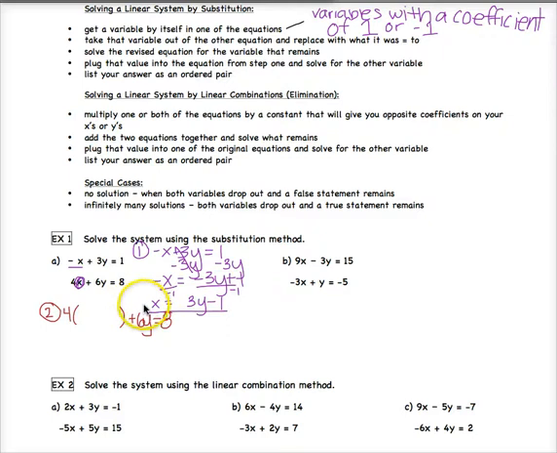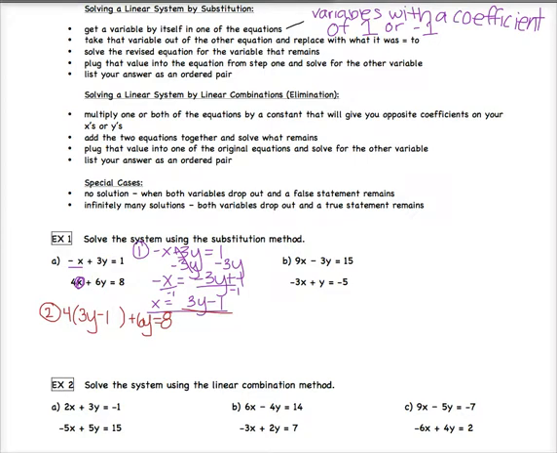So I took out my x. Then it says, and replace it with what that variable was equal to. So my x was equal to 3y minus 1. So I'm going to replace where the x was with 3y minus 1. So that's step 2.